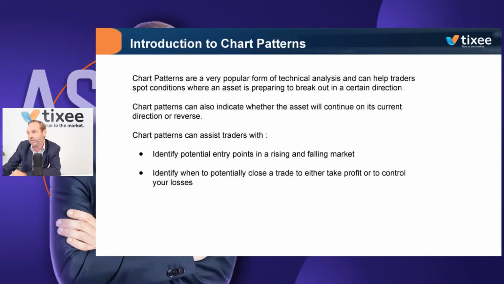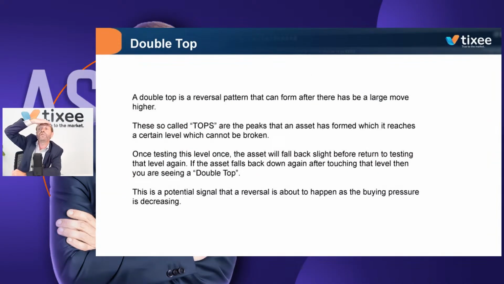Okay, a double top. Now, a double top is a reversal pattern. This can form after there's been a large move higher. These so-called tops are the peaks of an asset that is formed when it reaches a certain level which it cannot break. Once testing this level the asset will fall back slightly before returning to test that same level again. If the asset breaks down again after touching that level, then what you're seeing is a double top. This is a potential signal that a reversal is about to happen in the market and buying pressure is decreasing.